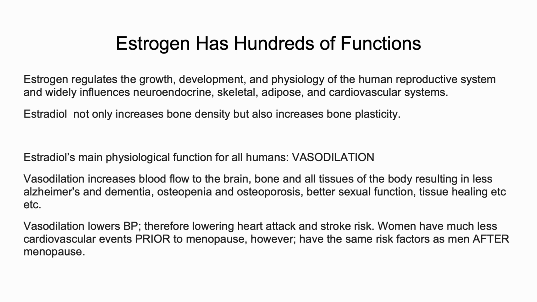And so estrogen's main physiological function for all humans is that it vasodilates. And vasodilation is so important because vasodilation means opening and widening blood vessels. So guess what you get? More blood flow. So vasodilation increases blood flow to the brain, to the bone, to all tissues in the body, resulting in less Alzheimer's, less dementia, less osteoporosis and osteopenia, which we talked about, and better sexual function.